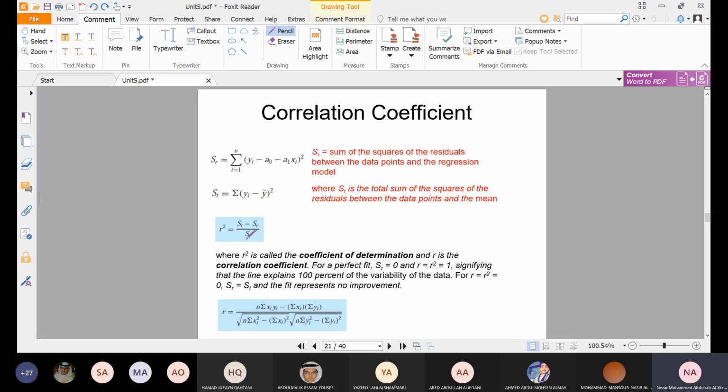This R is the root of R square. We call this the correlation coefficient. We might compute it from this form by taking the square root, or by using this alternative formula. And both formulas, inshallah, will be given during the assignments if you need.